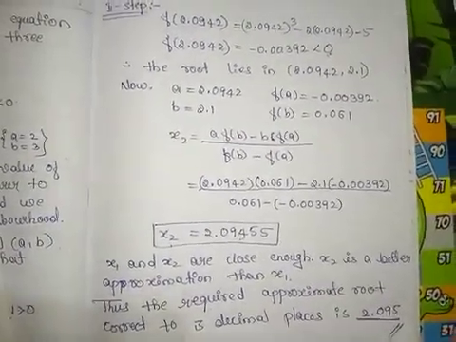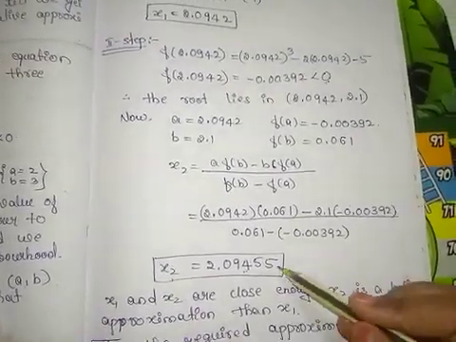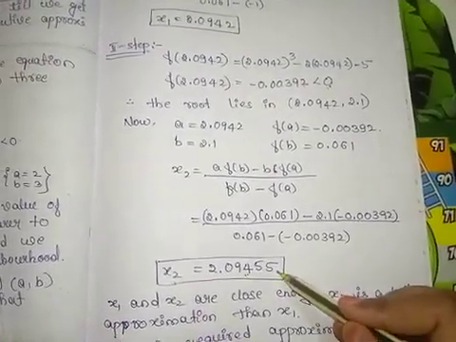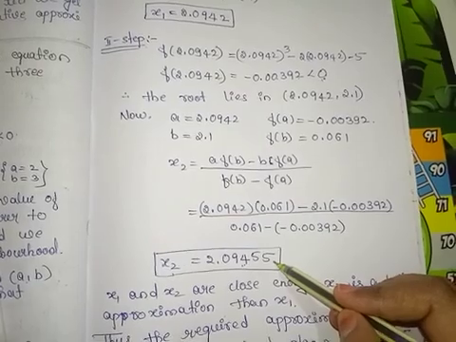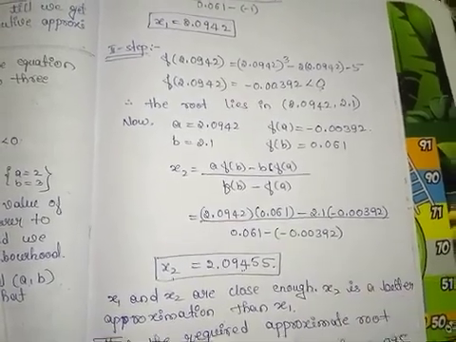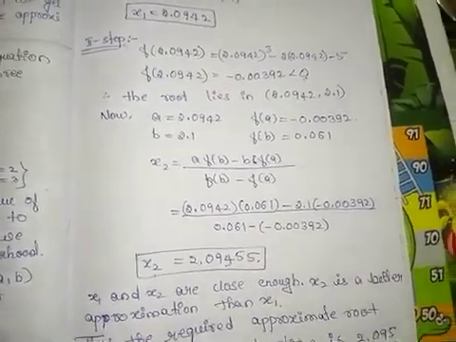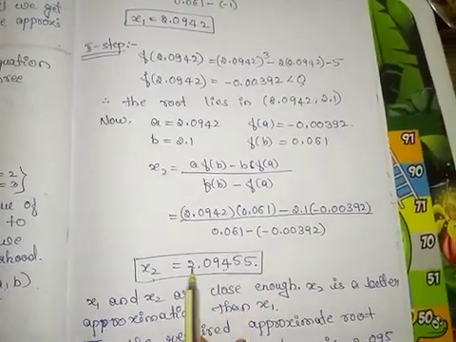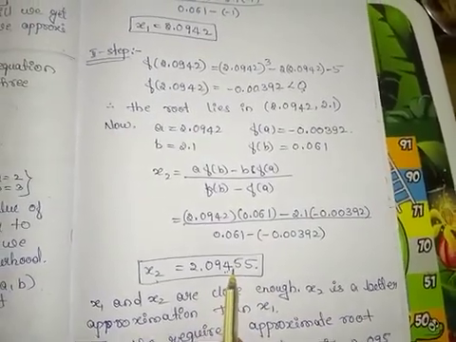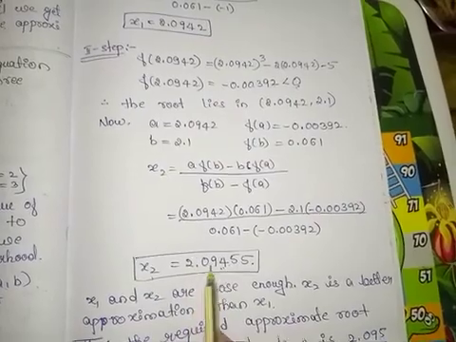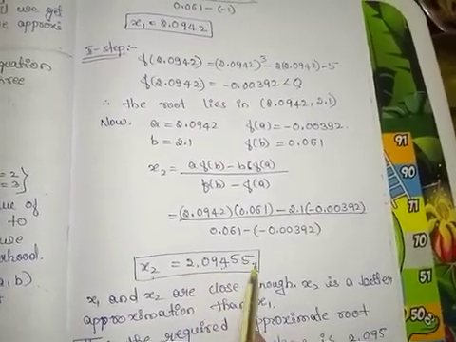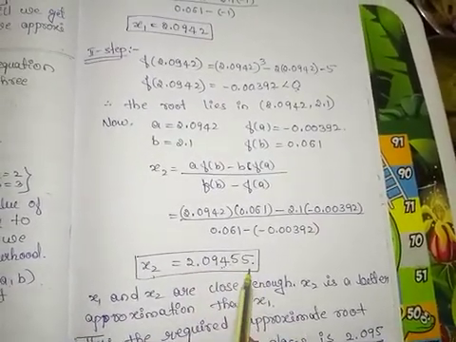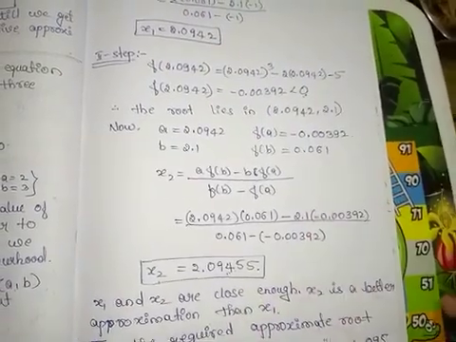Okay, this is the procedure. If you don't get the 3 decimal places the same in the second approximation, next go for the third approximation. Before that, what we have to do is consider this as an x value, find f of 2.0945, and see whether this is a positive value or negative value. Okay, next go for the same procedure.